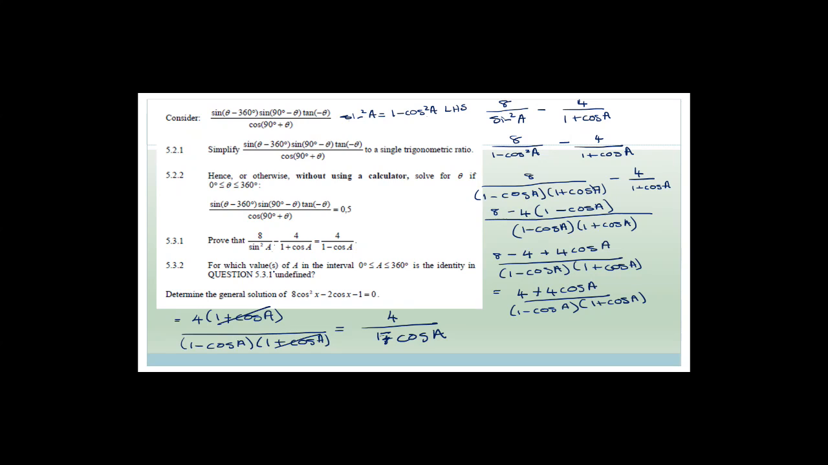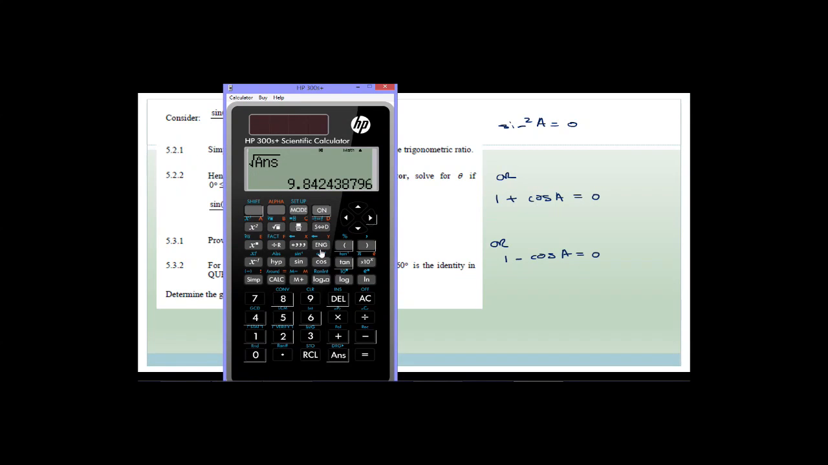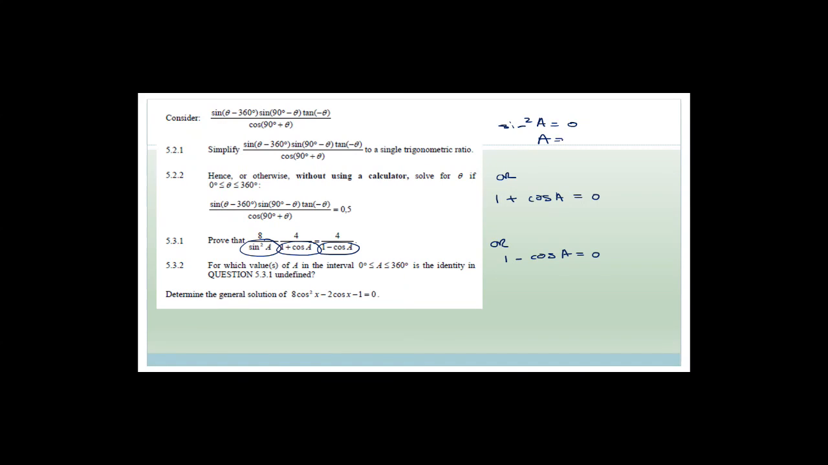Yay! Now it says, for which value or values of A for the interval from 0 to 360 is the identity in question 5.3 undefined? Okay, so the identity is going to be undefined when sine squared A equals 0, or when 1 plus cos A is equal to 0, or when 1 minus cos A is equal to 0. So we're going to find out shift sine, if you don't already know, of 0 is equal to 0. So when A equals 0 plus k360, but they've only said from 0 to 360, so we don't have to do the plus k360. So we can ignore that.